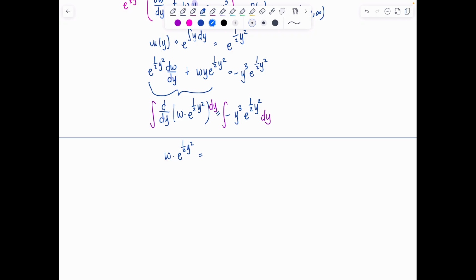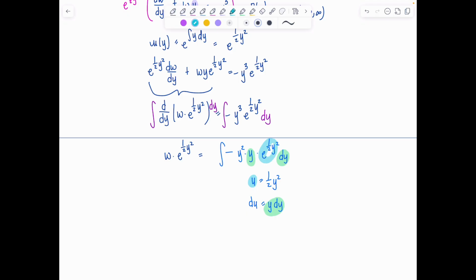I'm going to break up y cubed into y squared and y. Let's leave the negative there. And then you still have e to the 1/2 y squared dy. I'm going to do a u substitution. I'm going to let u be 1/2 y squared, and then du would be y dy. Yes? Okay, very good. So y dy is right here. That's going to be du.